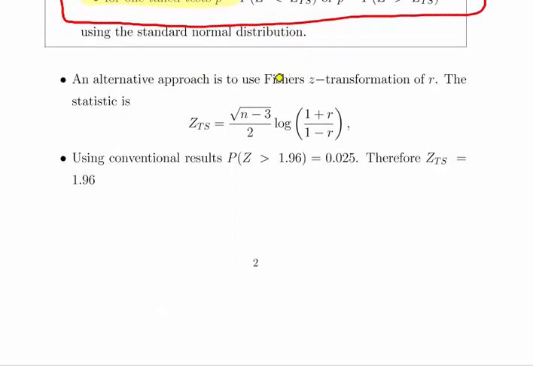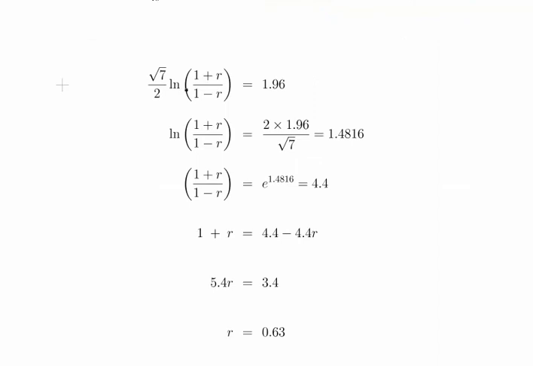An alternative approach is to use the Fisher Z transformation. So this is me answering the question now, and that's me using the test statistic there. Now, I'm noting the p-value is 0.025, and I also note that in this case, we're going to use the standard normal distribution, the Z distribution. So in this case, the test statistic should work out to be 1.96. So the test statistic is 1.96.